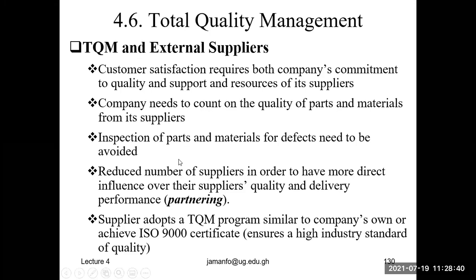Okay? Inspection of parts and material for defects needs to be avoided. Remember from today's lecture that inspection doesn't add value. And many organizations have moved away from inspection. Have a trust in the product coming from the company without inspecting it. And for you to have that trust, you need to be sure that the company has put total quality systems in place to produce products that will satisfy your requirements. Now, reduce the number of suppliers in order to have more direct influence over their suppliers' quality and delivery performance.